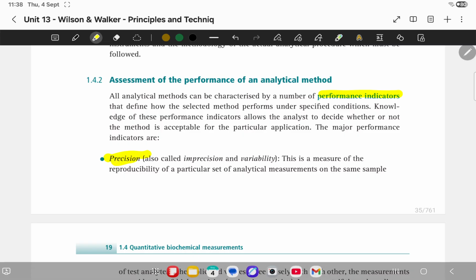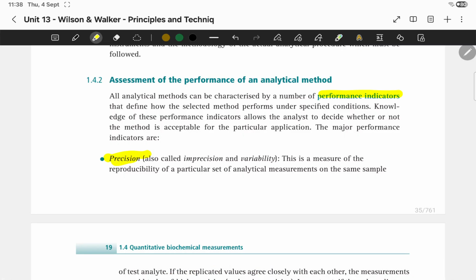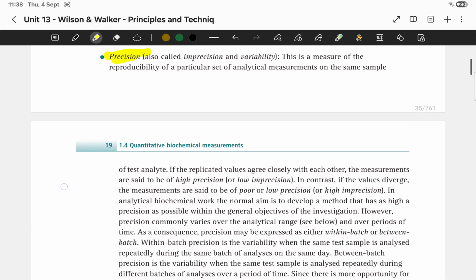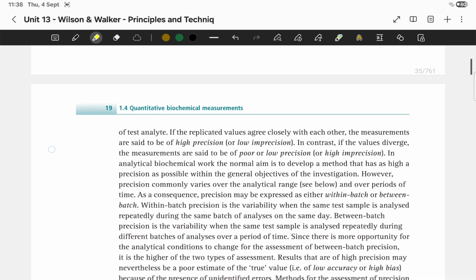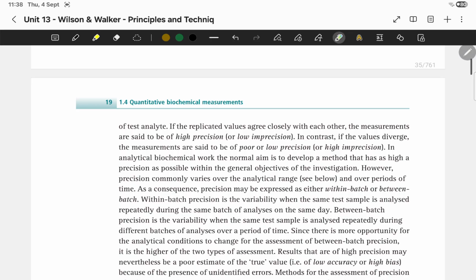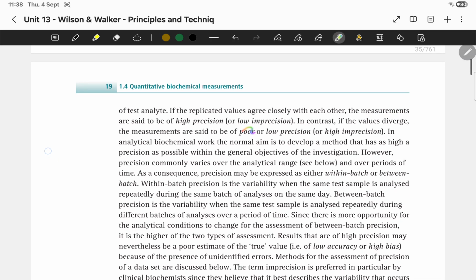also called imprecision, is a measure of the reproducibility of a particular set of samples. If the values are very close, the measurements are of high precision. In contrast, if the values are diverse, the measurements are said to be of poor or low precision. In analytical biochemical work, the normal aim is to develop a method that is as high in precision as possible within the general objective of the investigation.